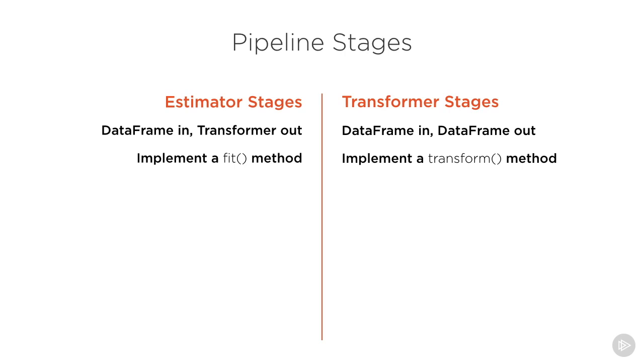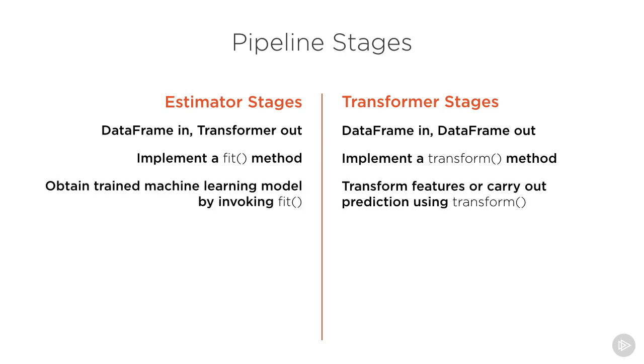And it is this fit method that an estimator uses to get a trained machine learning model. Fit is what starts training on the input data set and produces a trained machine learning model, which is our transformer. Transformers can be used to change the features of the model in some manner or also to carry out prediction. You get predictions in Spark ML by calling the transform method on a transformer.